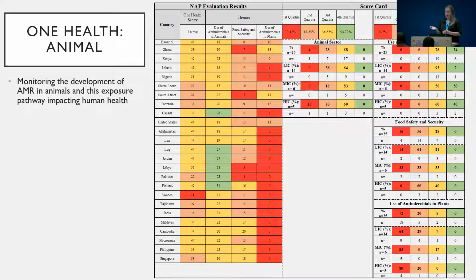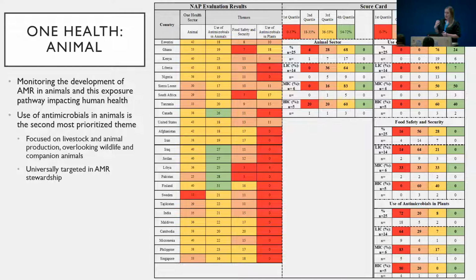Then we broke it down by our animal One Health sector. This one is concerned with monitoring the development of AMR within animals and how that is a potential exposure pathway to human health. Within this sector, looking at the theme of use of antimicrobials in animals, after human IPC, this is the second most prioritized theme within these national action plans. However, this is focused on livestock and food animal production, so it's overlooking wildlife as well as companion animals within this theme. But overall, this is universally targeted.